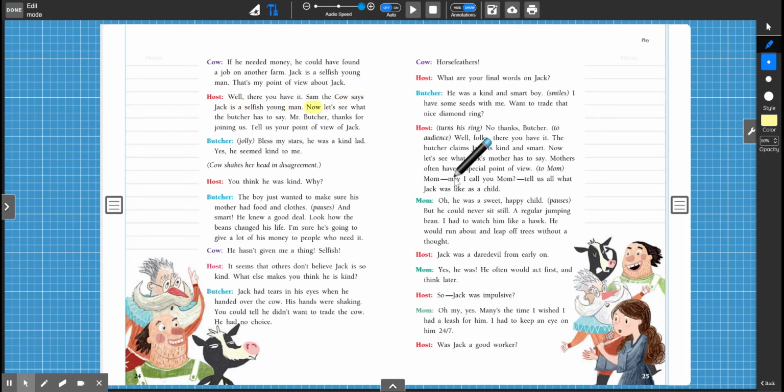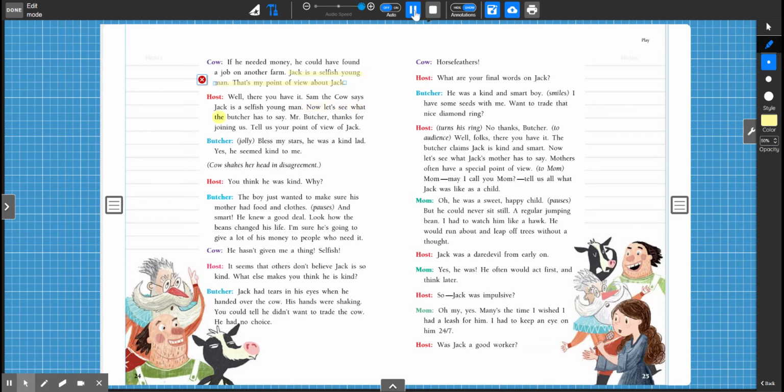Okay, so we learned that now Cow actually says Jack is a selfish young man. That is my point of view. So we should probably highlight that. So Cow thinks that Jack is selfish. All right, let's go ahead and keep going.